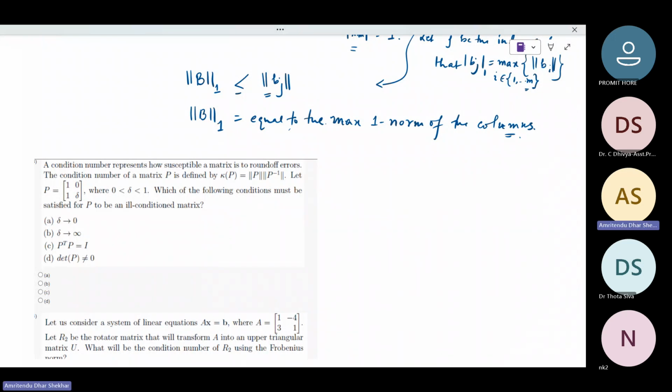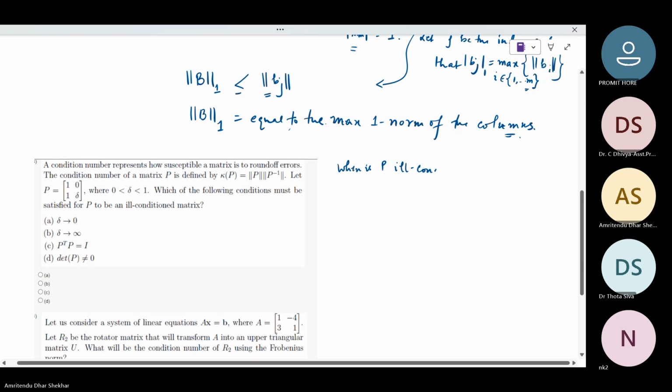Yeah, so let me ask the question. When is P called ill conditioned? There are two options: when the determinant of P is small, or when the condition number K of P is large. Can you answer this?